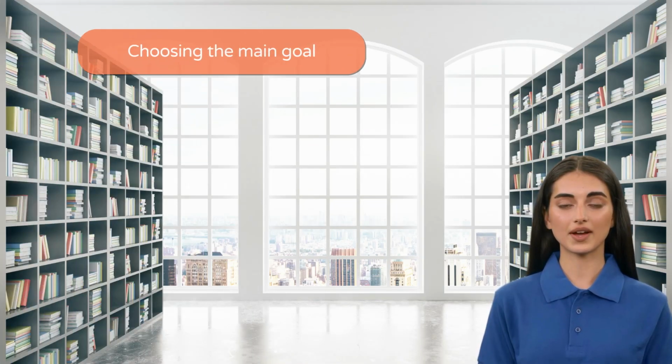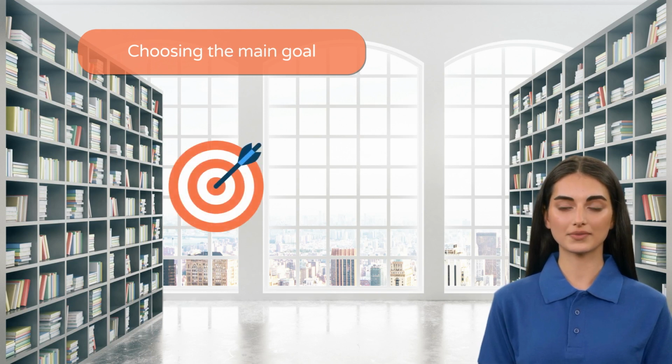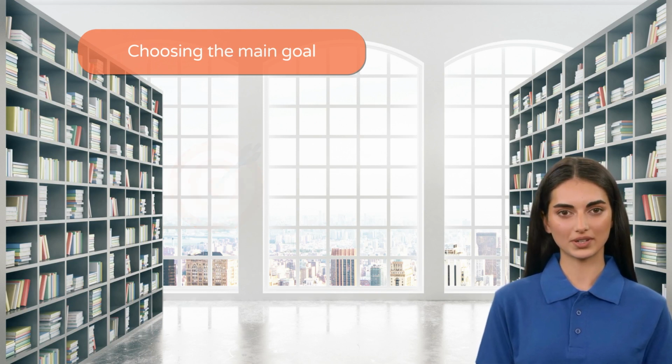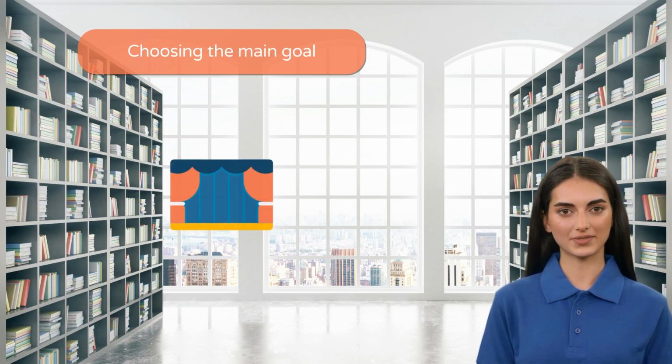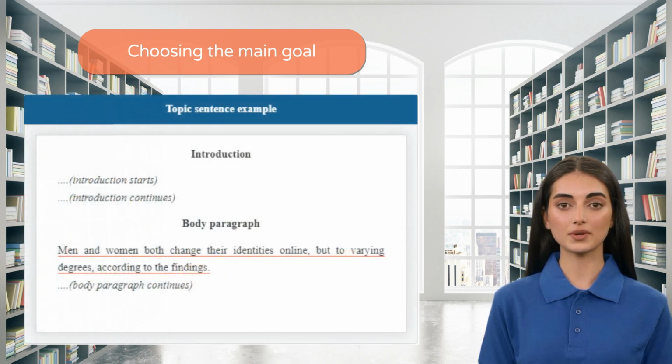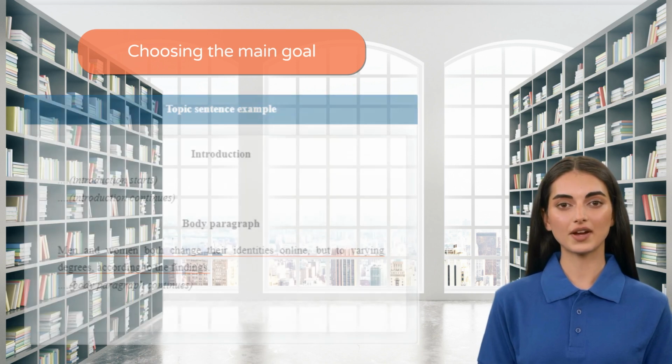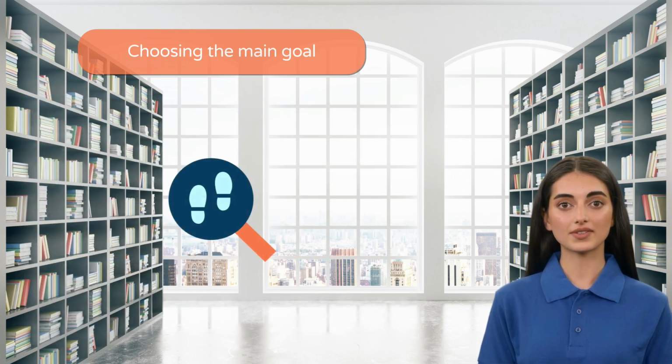The first step in writing a paragraph is deciding the main goal. This means that you need to come up with a topic sentence. Its purpose is to set the stage for what your readers will discover. A good topic sentence should be related to the previous paragraph, such as our example, which continues with the topic of identity change. It should also clearly state the main focus, and our example focuses on the differences between men and women in online identities. The topic sentence should be followed by evidence to back up the main claim, so let's see how to do it in our next step.